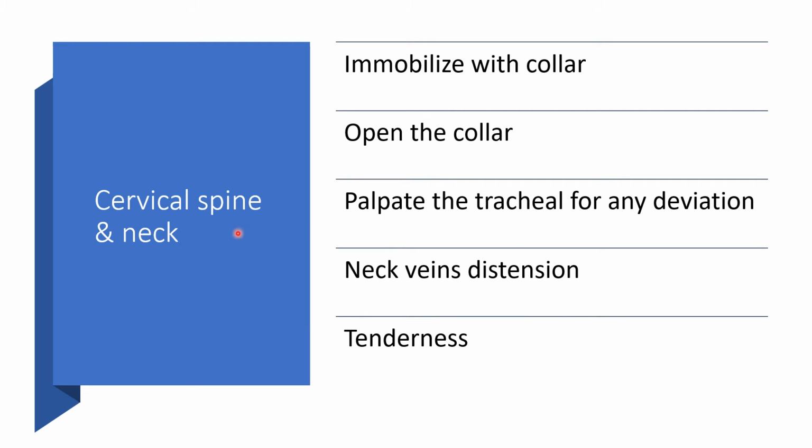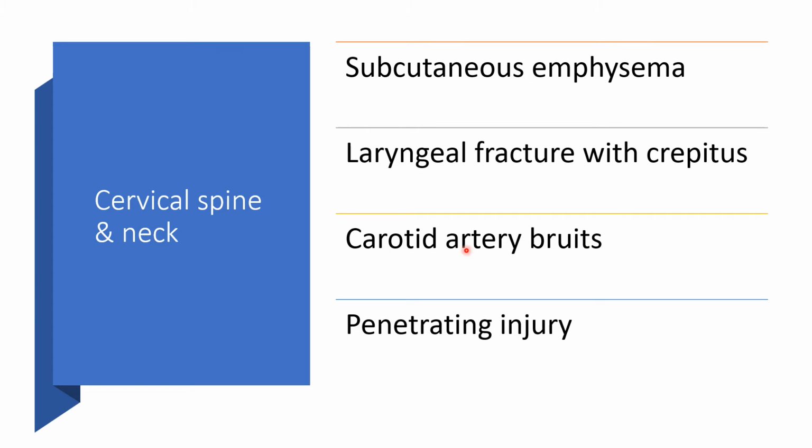We'll check the cervical spine and the neck, but we'll first of all immobilize the neck with collar. Then we'll open the collar and palpate the trachea for deviation. We'll check for neck vein distension and tenderness. Still at the cervical region of the neck, we'll check for subcutaneous emphysema, laryngeal fracture with crepitus, carotid artery bruit, and penetrating injury.